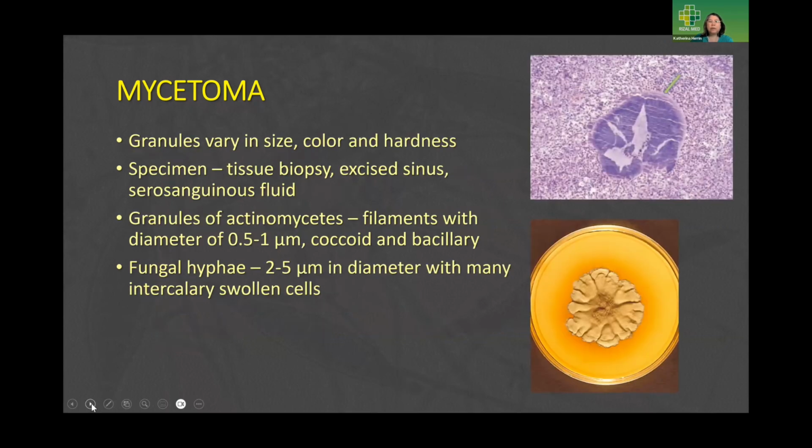The granules of the mycetoma may vary in size, color, and hardness. Specimens for diagnostic tests may be tissue biopsy, excised sinus, or serosanguinous fluid. The granules of bacterial actinomycetes appear as filaments with a diameter of 0.5 to 1 micron, coccoid, and bacillary. The granules of fungal eumycetes are 2 to 5 microns in diameter, with many intercalary swollen cells.